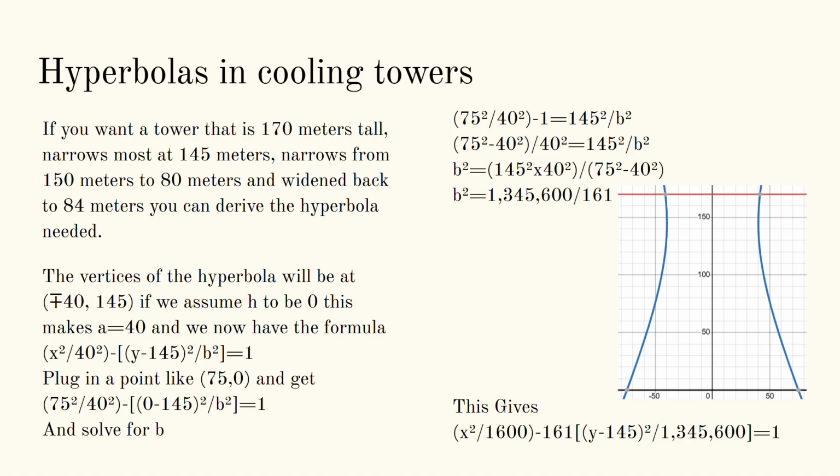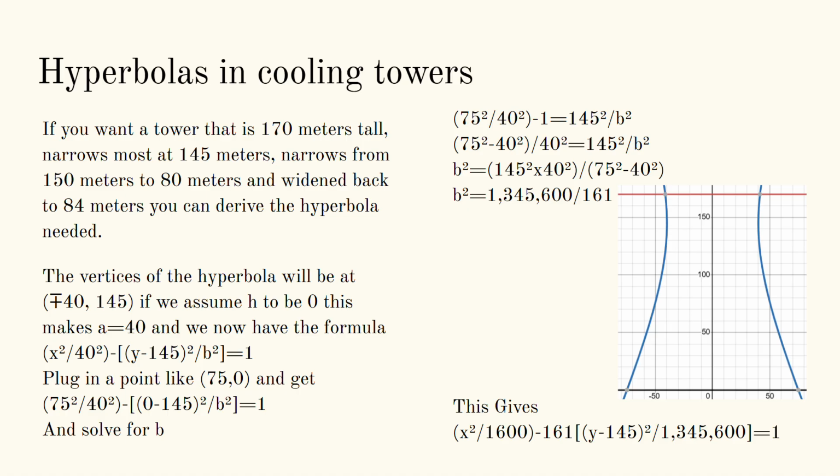A is a measurement of the sort of horizontal width, such that the difference between the two vertices, half of that is A, which in this case is simply 40. And since the vertex is 145 meters off the ground, K is equal to 145, giving us our new equation, almost complete, x squared divided by 40 squared minus (y minus 145) squared divided by b squared equals 1. Now we just need to learn what b is so we can complete our formula.